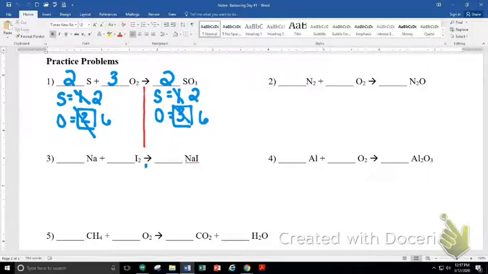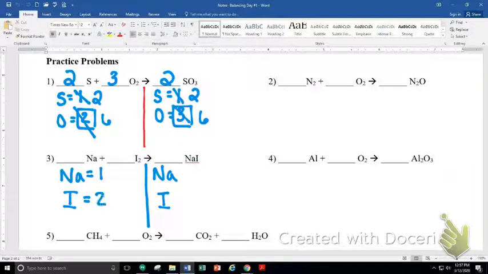Looking at the same thing in the next example, the first thing you do is separate it out. So I'm going to list the elements that I have. I have Na and I have I. I have 1 sodium on the reactant side. I have 2 iodine on the reactant side. On the product side, I have 1 sodium, 1 iodine. So going through to balance, my sodiums are equal. I don't need to do anything to balance it.